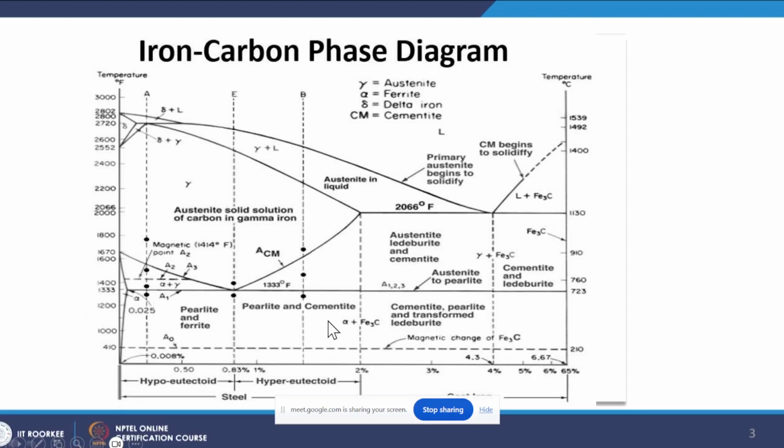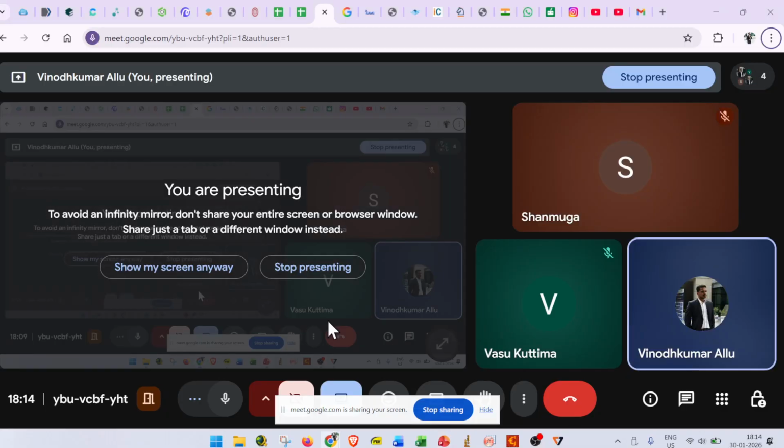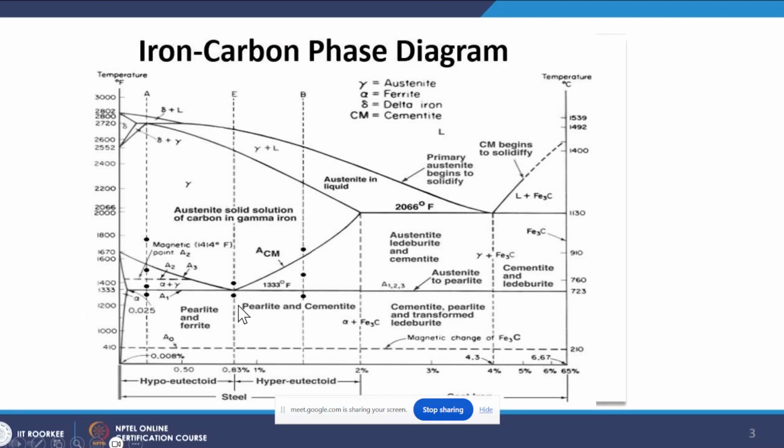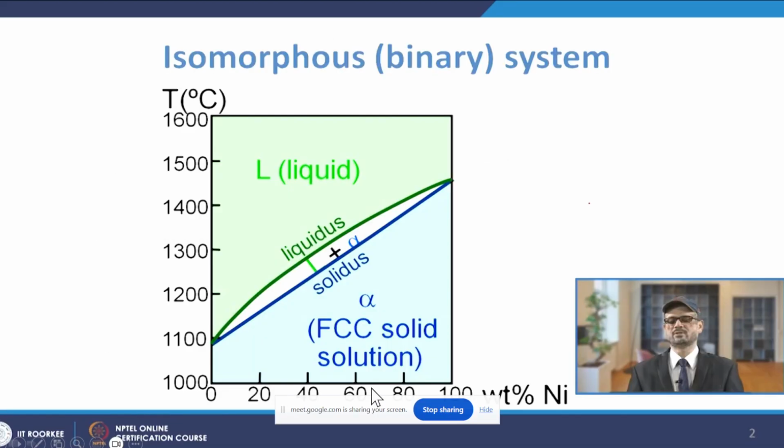Right, hello. Yes, yeah, you were saying. Yes, yeah, that is your eutectoid point, I see. Eutectoid. Yes. And below this one, it is called hypoeutectoid. Above is hypereutectoid. Okay.